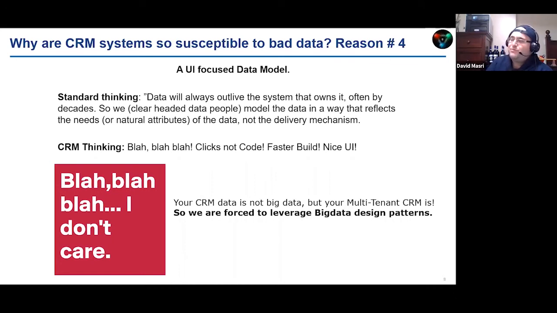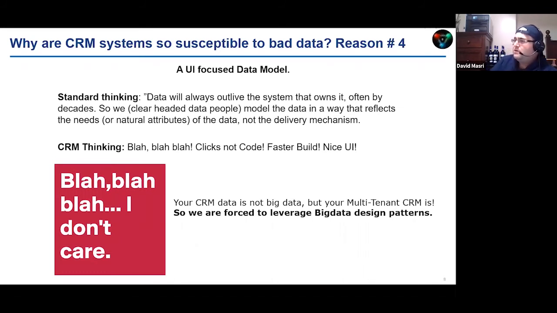And then the traditional thinking is like, I don't care. I just want to be able to build the UI fast. I mean, I want my code to run fast, and I'm going to worry about the data model when I need to either integrate with something or move away from it. It's not my problem today. It's my problem tomorrow. But it causes a lot of issues.